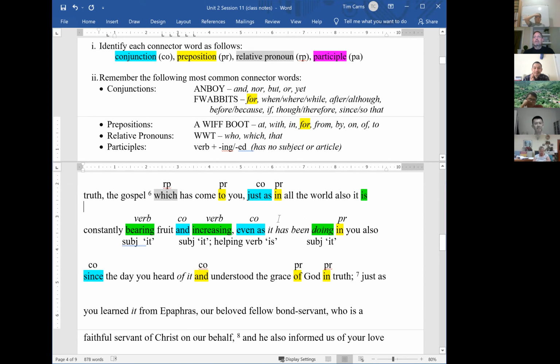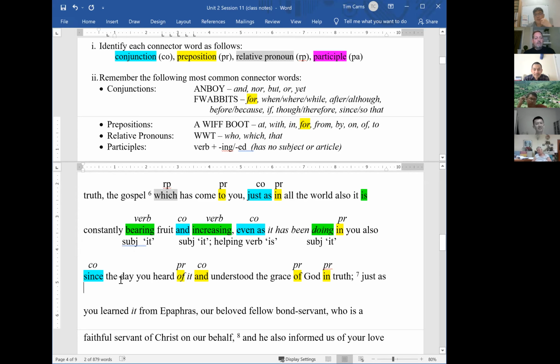Another preposition. You heard of it. Yeah, technically that is a preposition. In English, there are, again, some challenges. In English, there are sometimes verbs that have a preposition as part of the verb. This is one of those examples. Heard of. In English, you say those two words together.